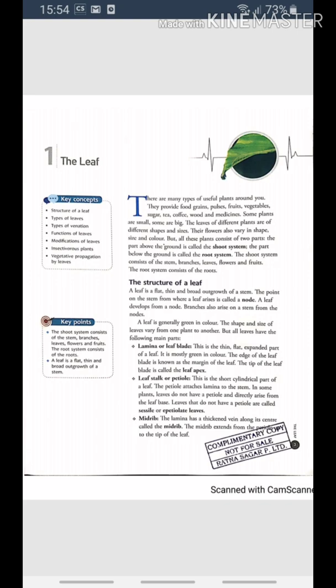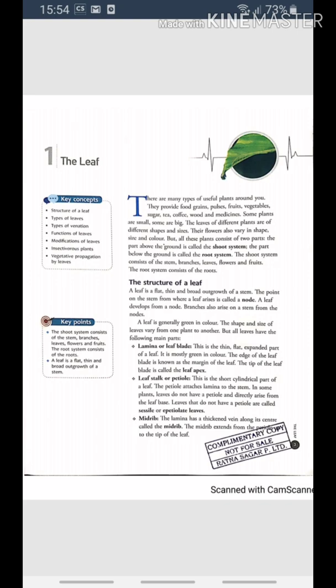Then, scale leaves to protect buds and store food and water. In some plants, the leaves are modified into scale leaves and perform the function of protecting the buds. They also store food and water. Scale leaves may be thin and dry as in ginger or thick and fleshy as in onion.